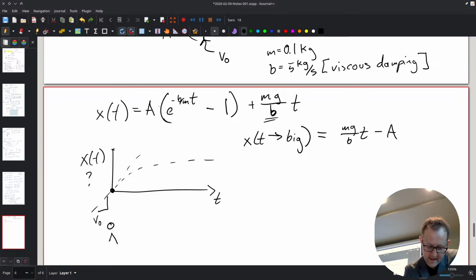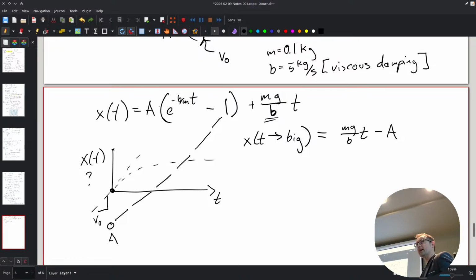So if we say A is down here, really we should go to that line. That should be our asymptote, something like that. I mean, we can always just plot it, right? We have all the numbers, we can plot it and say, oh, look at that.